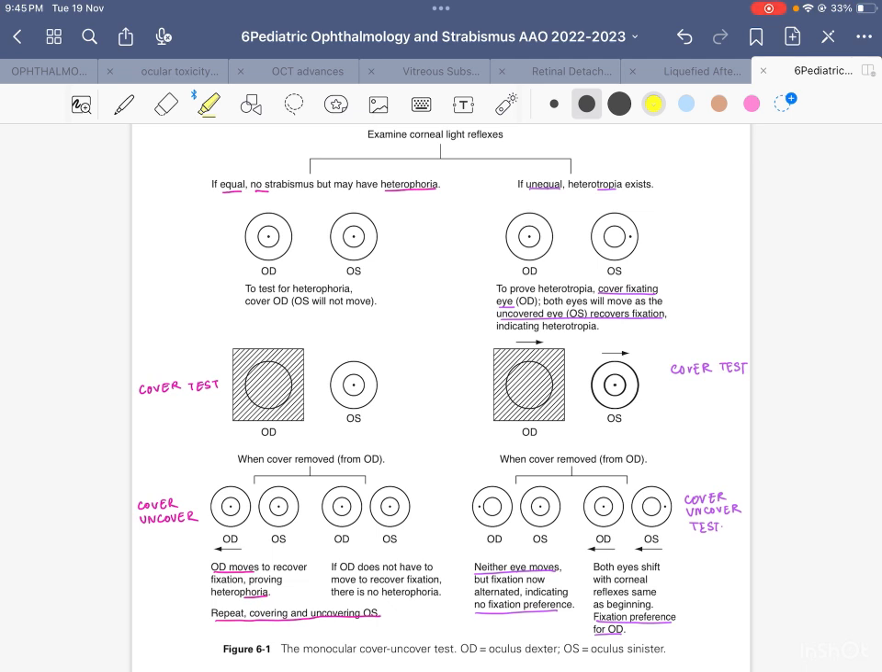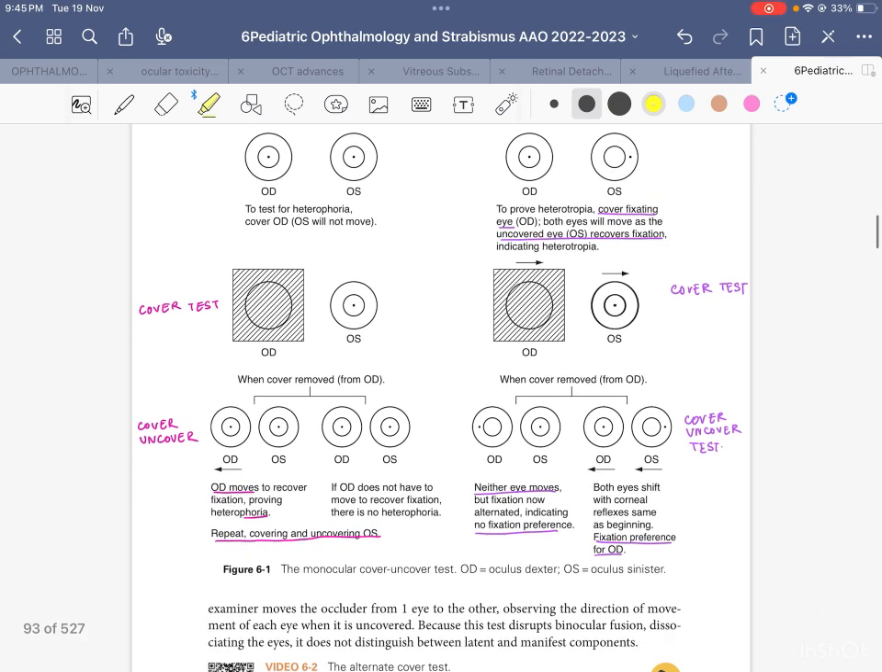To prove the heterotropia, we cover the fixating eye. Always remember that we always cover the fixating eye. In this case, it's the right eye. We see that the left eye has moved to recover fixation.